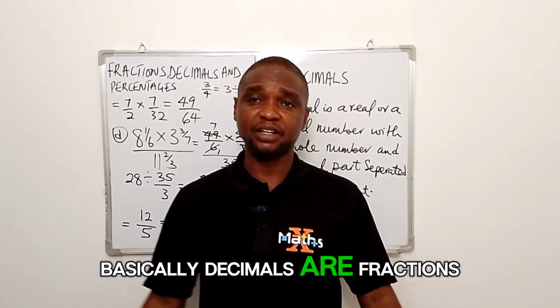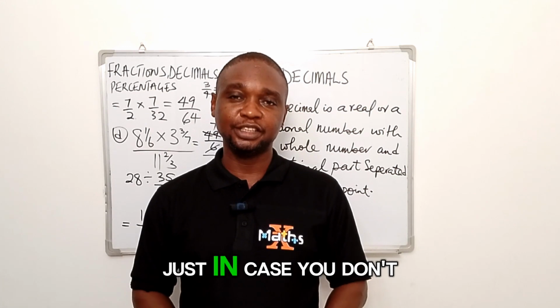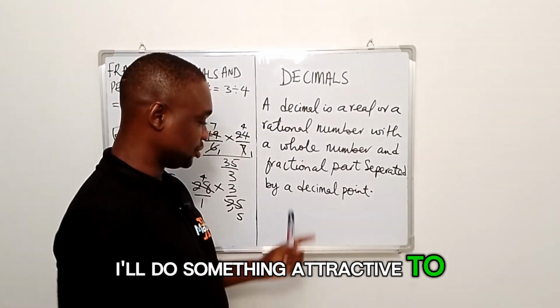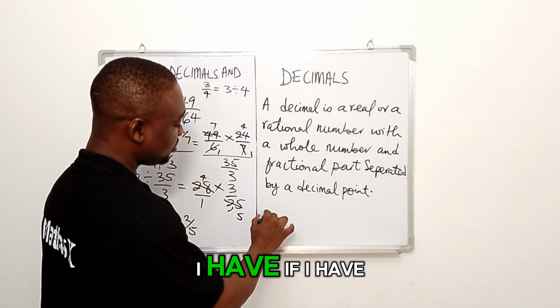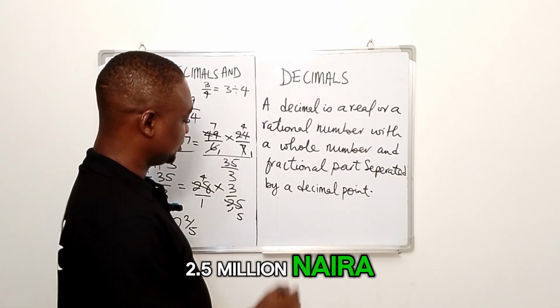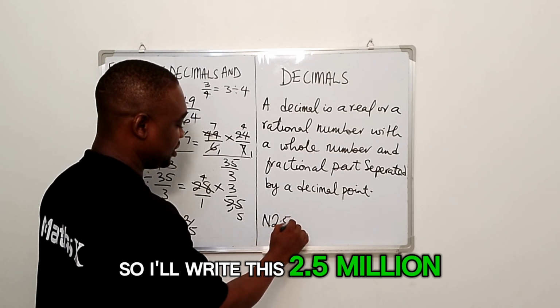Basically, decimals are fractions. Decimals can be expressed as fractions. Just in case you don't believe what I'm saying, I'll do something attractive to you. There's space here, so I'll take it. If I have 2.5 million naira, so I'll write this, 2.5 million naira.